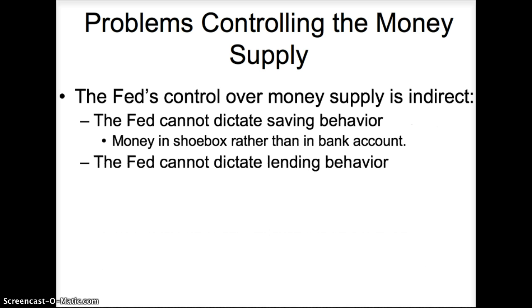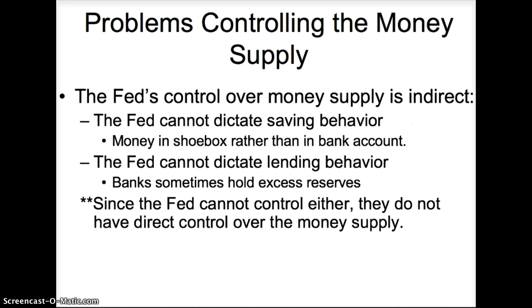The Fed cannot dictate lending behavior. Sometimes banks hold excess reserves beyond what is required. Since the Fed cannot control either, they do not have direct control over the money supply.